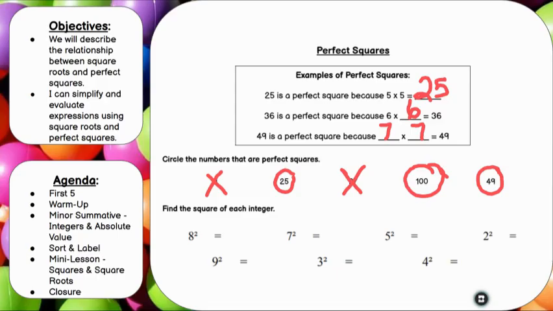All right, let's do these first two together, and then I'll have you pause the video and complete the other 5 on your own. So 8 squared, that means 8 times 8. And 8 times 8 is 64. 7 squared, that would mean 7 times 7, which would be 49.